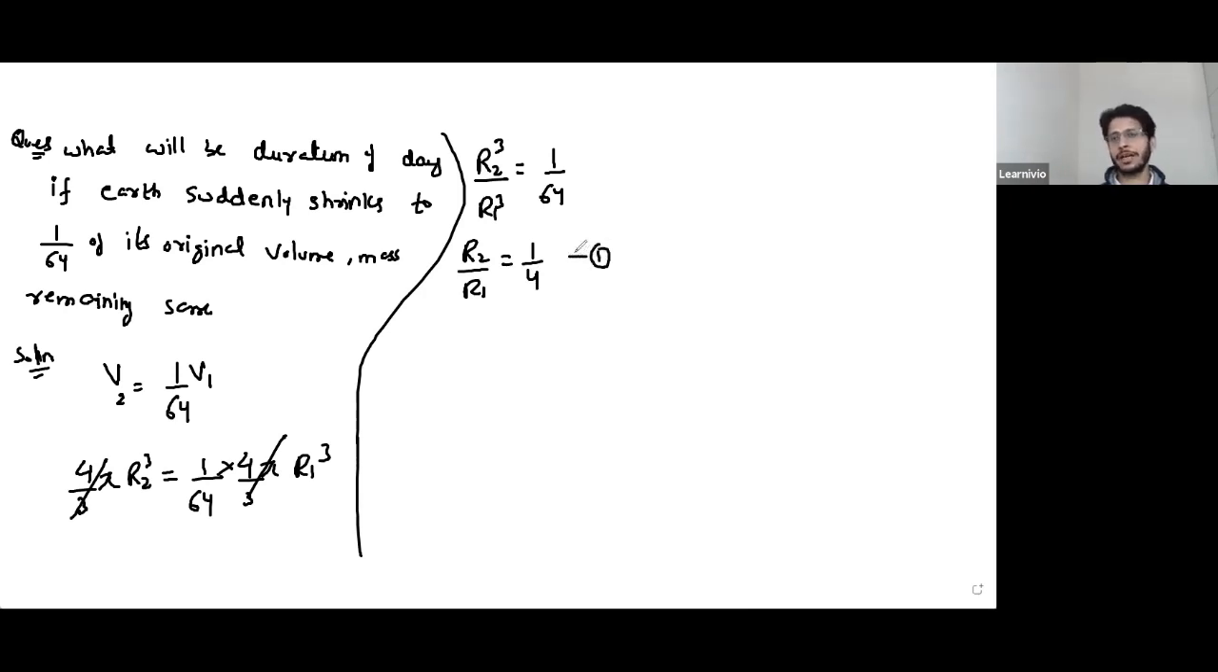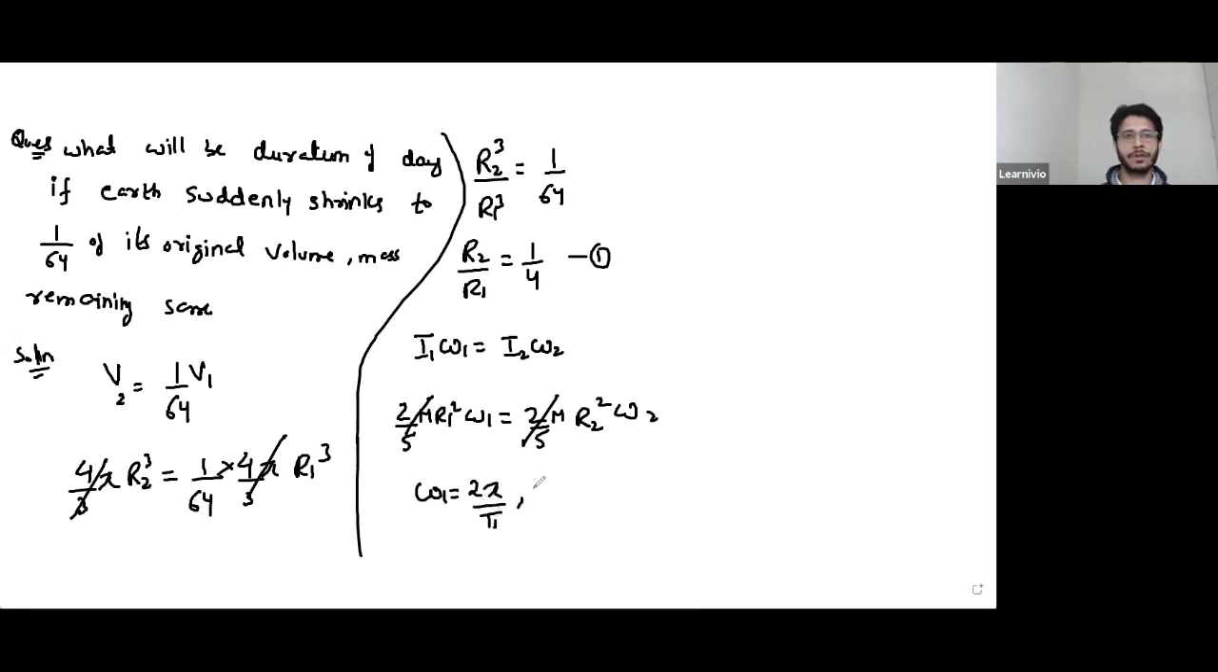Since no external torque is acting on the Earth, you can write that I1 omega 1 is equal to I2 omega 2. Earth is a solid sphere, so the moment of inertia of Earth I1 is 2 by 5 m r1 square, times omega 1. I2 is 2 by 5, mass is not changing, only the radius is changing, so it's r2 square, times omega 2. 2 by 5 m will cancel. You can write omega 1 as 2 pi over T1, and omega 2 as 2 pi over T2.